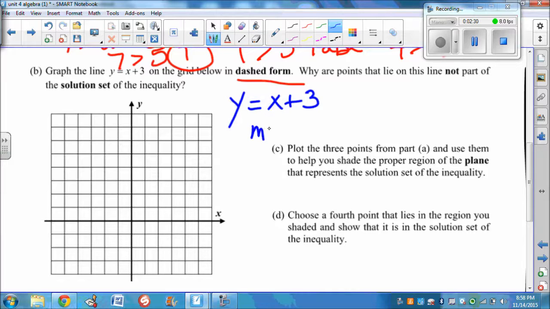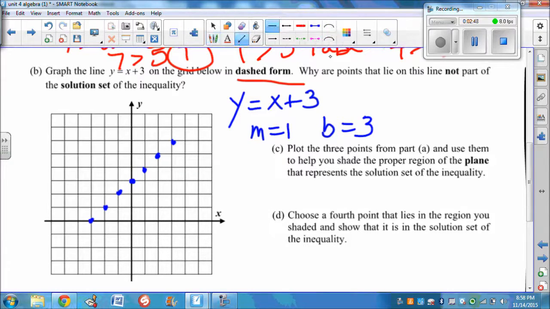Well, my slope is a positive 1, and my y-intercept is positive 3. So if I go up 3, and then go up 1, right 1, according to my slope, or I could reverse it and go down 1, left 1. Okay, and they said that they want this to be a dotted line.